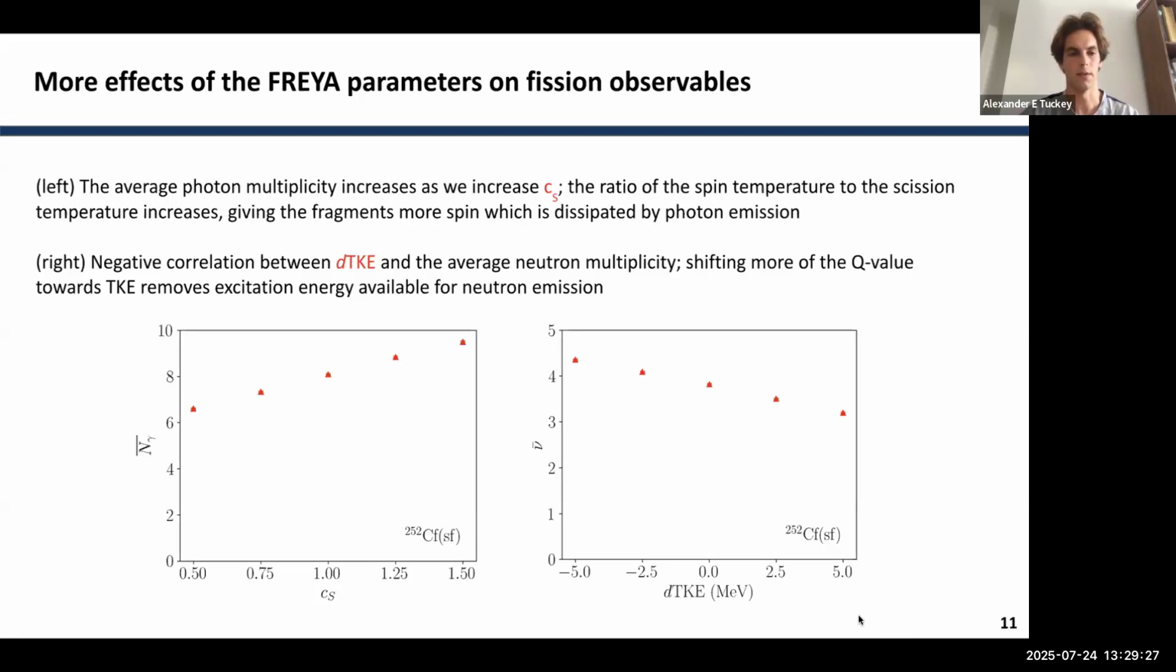Finally, the fifth Freya parameter, as you probably would have guessed, is directly correlated with nu bar. And so as we increase the total kinetic energy given to the fragments, we have to take away from the total excitation energy, meaning we have less energy available for neutron emission. Very similar to the trend we saw in the average neutron multiplicity as a function of the total kinetic energy of the fragments.